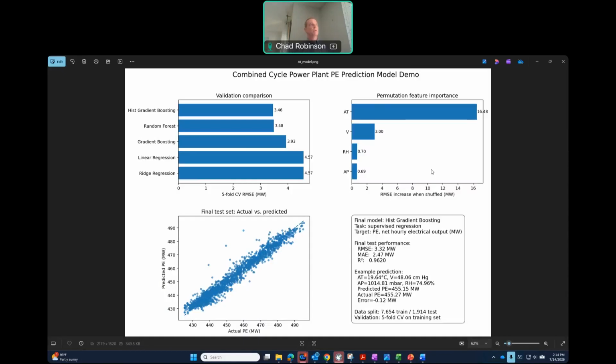Here's a screenshot of the final model output. You'll see, of course, the linear and ridge regression had the highest megawatt prediction at 4.57. And then the actual versus predicted had a very low error rate as far as the variation of the megawatts that were predicted.